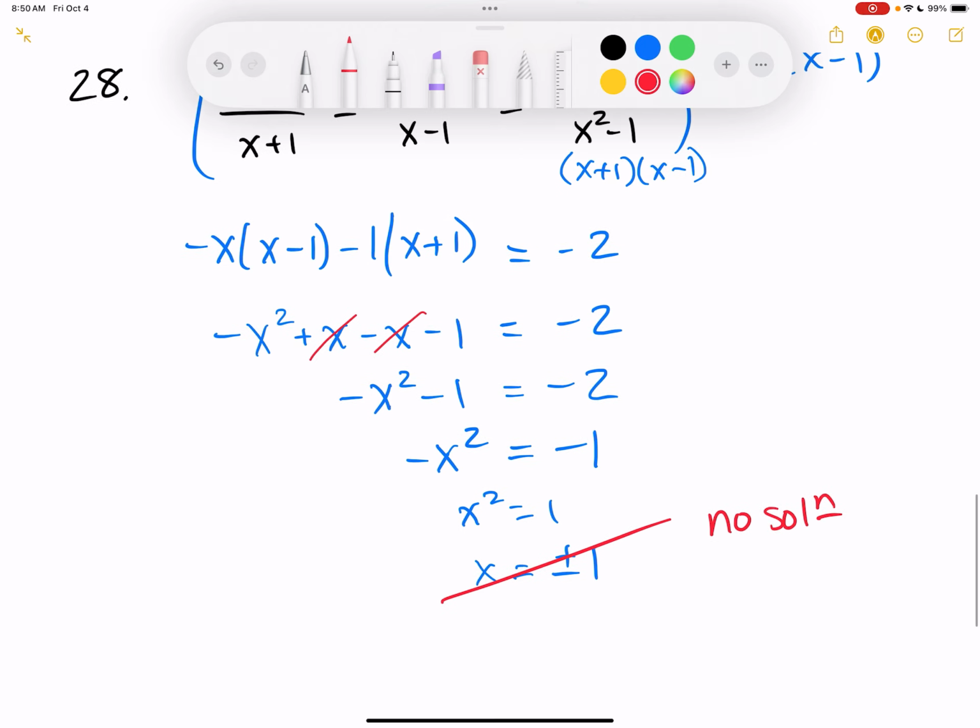Your book may write something like this as that, which is the empty set from the very first section of the year. They could write it that way, but I normally just write no solution because there's no value that works for that.